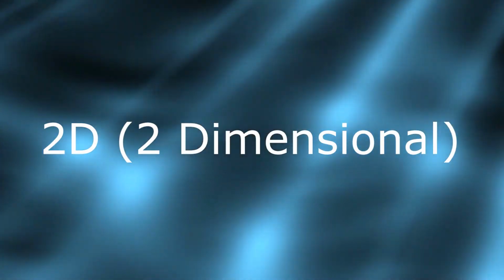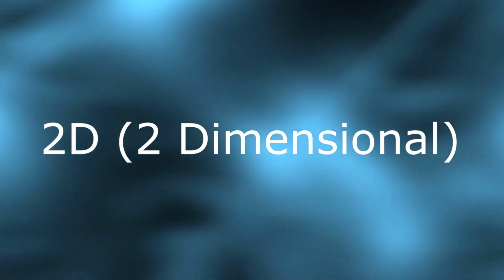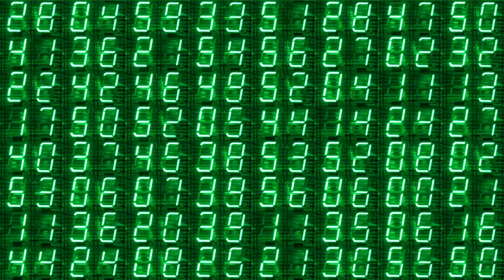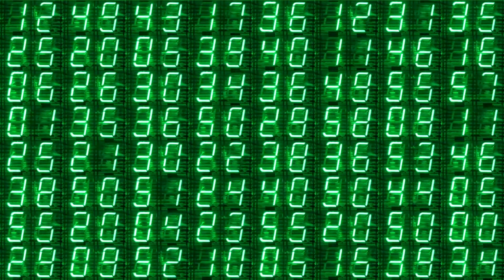2D, or two-dimensional, symbologies are read not only in the horizontal dimension, but also in the vertical. 2D can contain a great deal more data than 1D and usually has a much smaller footprint, taking up less real estate on the product.